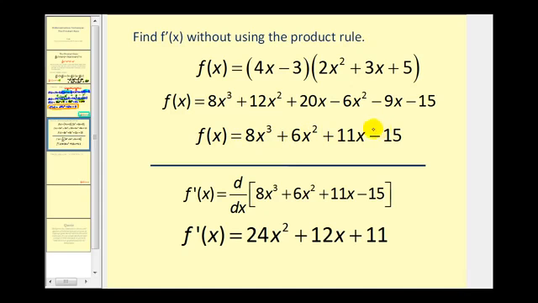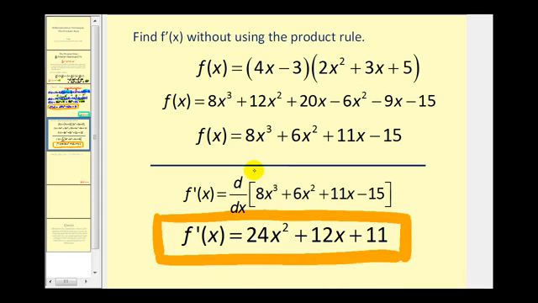And now if we apply the basic power rule, notice how we would just have 24x squared plus 12x plus 11, and the derivative of negative 15 would be 0. So this is the same derivative we had on the previous slide. But in many cases, multiplying it out would be a lot more work, and that's why the product rule is so helpful. Let's take a look at one more example.